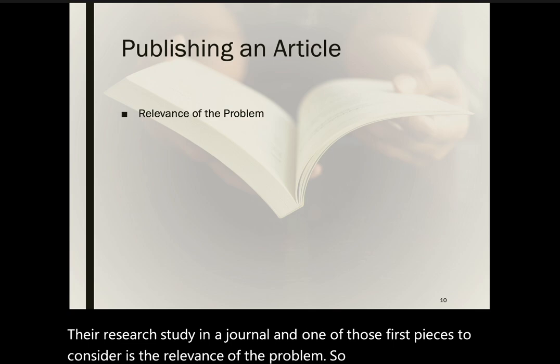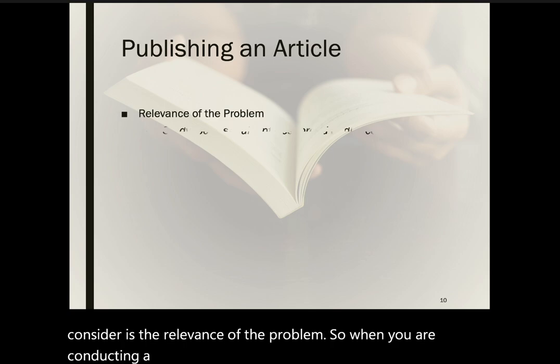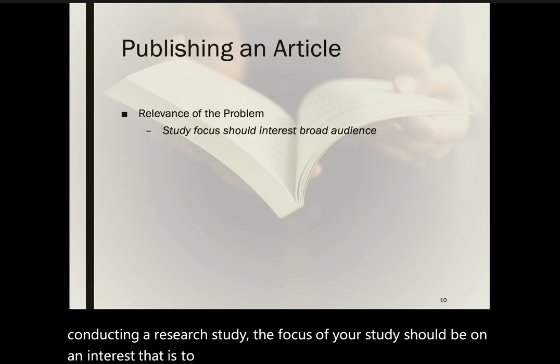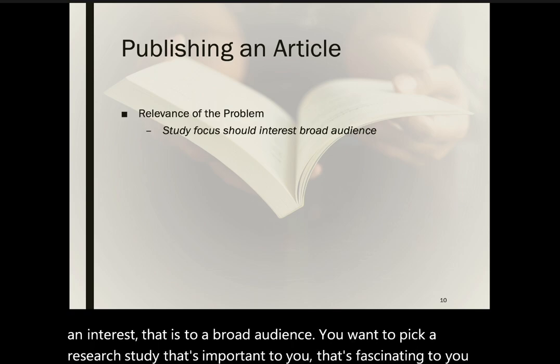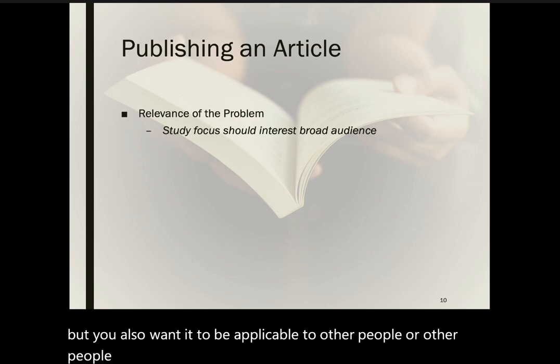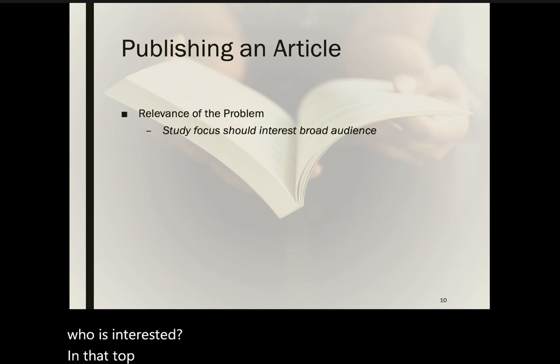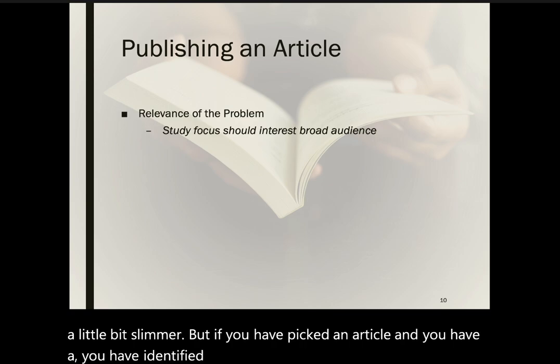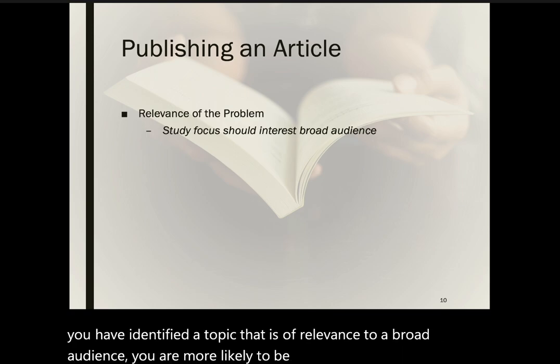So when you are conducting a research study, the focus of your study should be on an interest that is relevant to a broad audience. You want to pick a research study that's important to you, that's fascinating to you, but you also want it to be applicable to other people. Are other people interested in this? If you are the only person in the world who is interested in that topic, then your chances of that article being published are a little bit slimmer. But if you have identified a topic that is of relevance to a broad audience, you are more likely to be considered for publication.